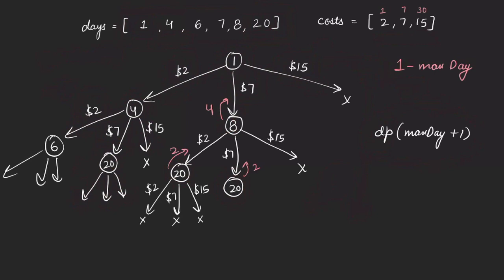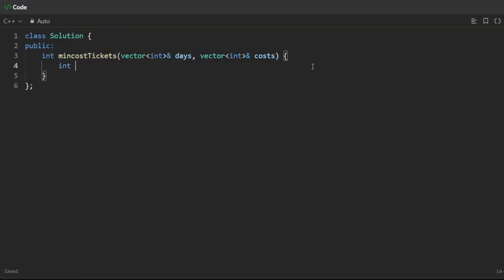So let's just look at the code for this. First of all, let us identify what will be the last day. So it will be days dot size minus 1, right? The days are sorted in increasing order. So that is why we are picking the last value that we have in the days, right?